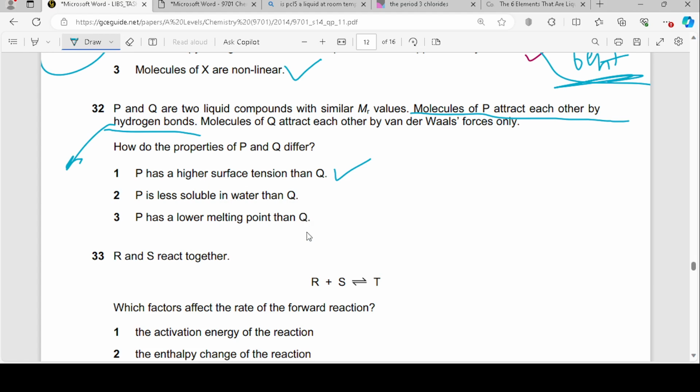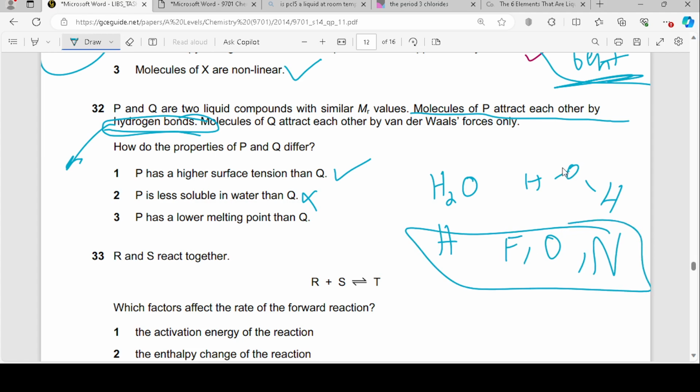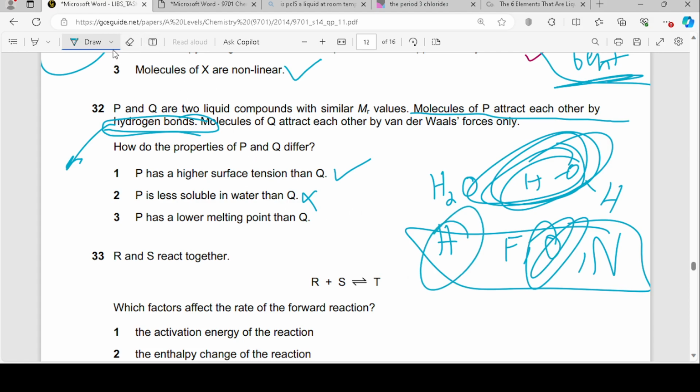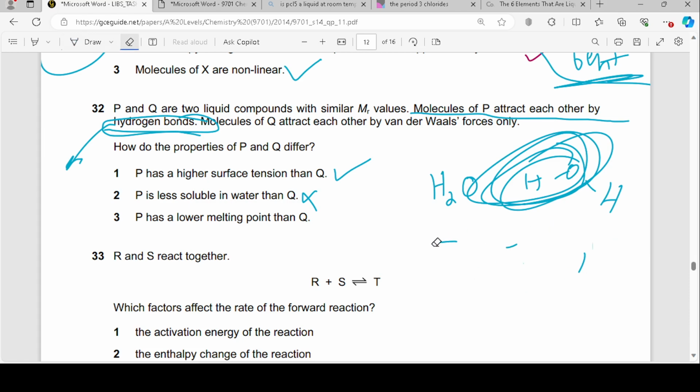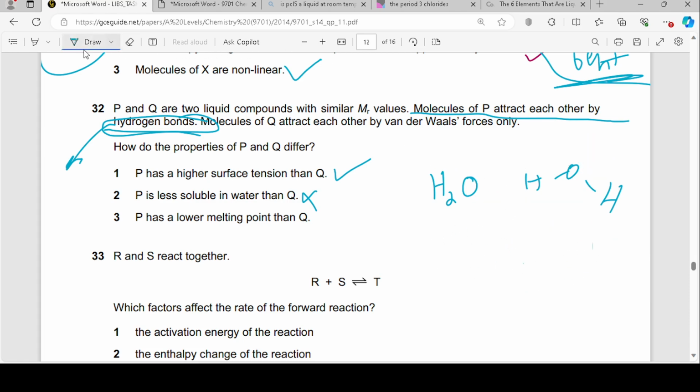P is less soluble in water than Q. That is wrong because again, P has hydrogen bonds. Hydrogen bonding is found in compounds which have hydrogen and also one of the three most electronegative elements, that's either fluorine or oxygen or nitrogen, right? So if you have this, then you have hydrogen bonding. In water, you obviously have that because you have the O-H bond, which has oxygen and hydrogen, right? So to say that P is less soluble in water than Q, that's wrong because P has hydrogen bonding and water also has hydrogen bonding. So if they both have hydrogen bonding, that means that P is soluble in water, whereas Q does not have hydrogen bonding, it only has van der Waals forces, so therefore Q is the one that's not that soluble in water, right?